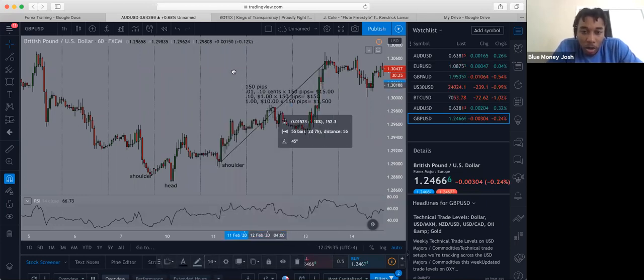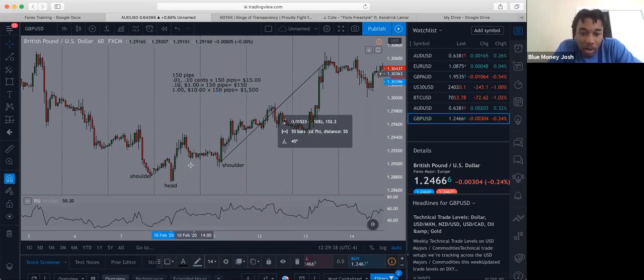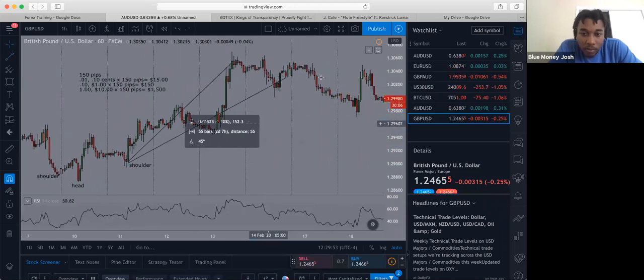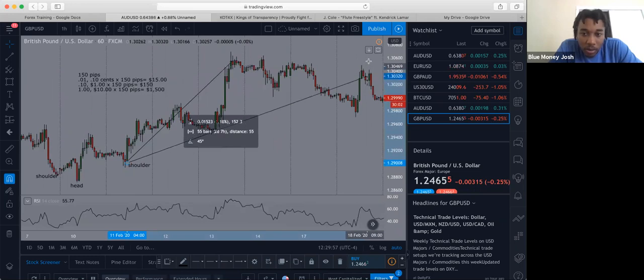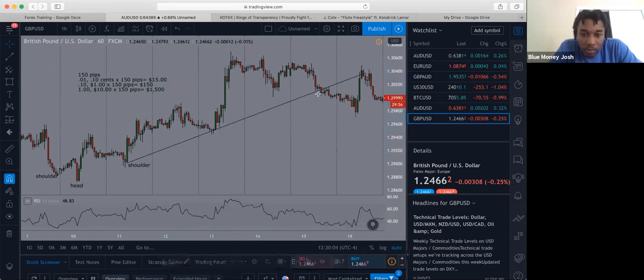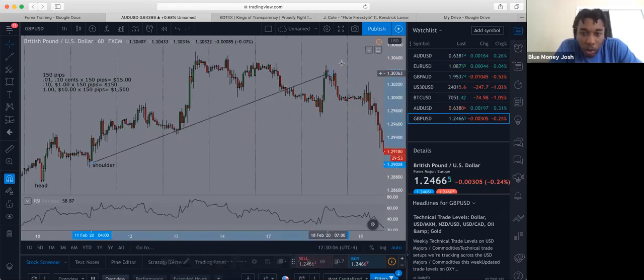So you saw an easy pattern, gave you a head and shoulders. You entered on the last shoulder, and now what you want to do, you're going to draw a trend line from here all the way down here to where it broke it. You draw your trend line so you can know when to come out.